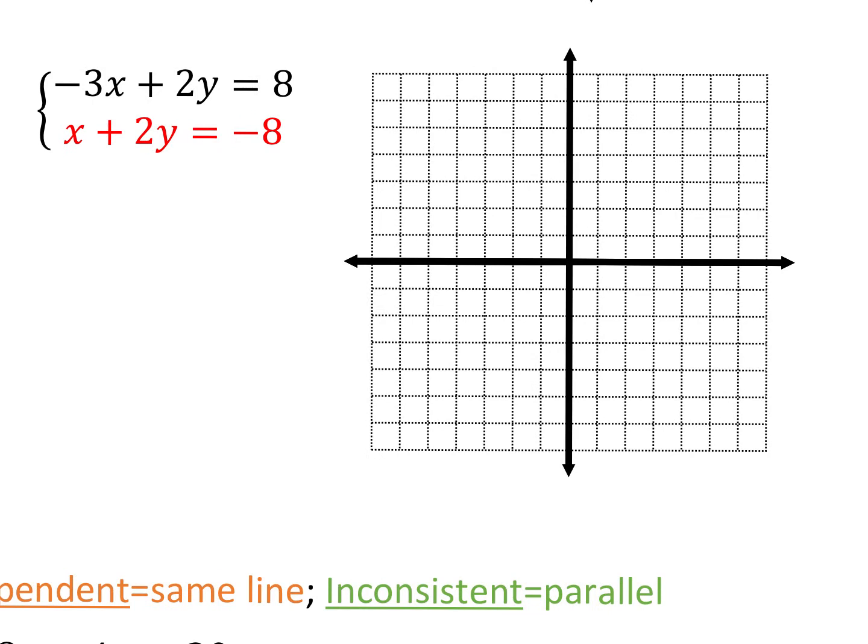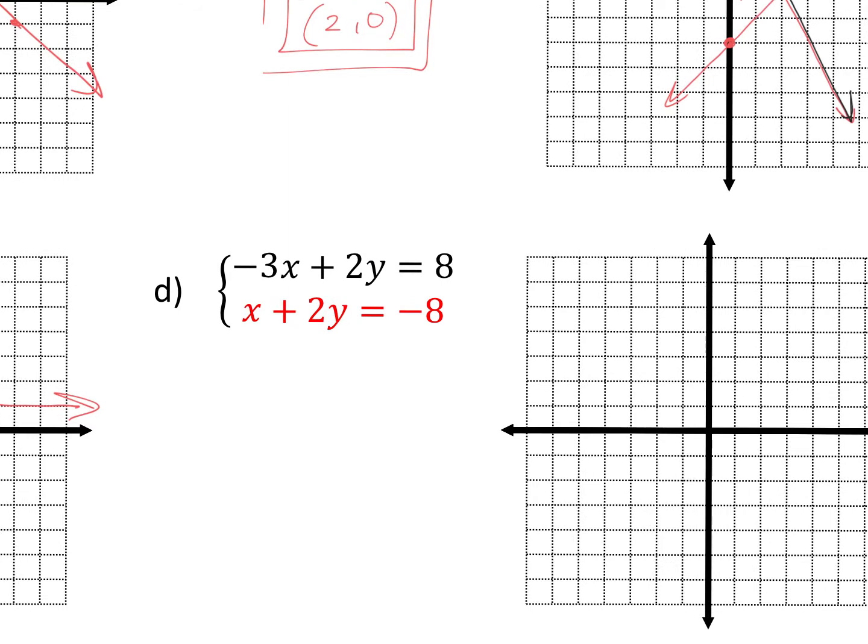I'll tell you right now, for the black line, you don't want to do the cover-up method because you end up with negative 8/3, which is a funky number, okay? So I would not do the cover-up method here. For this one, I would put it into slope-intercept form, okay? So turn that one into slope-intercept.